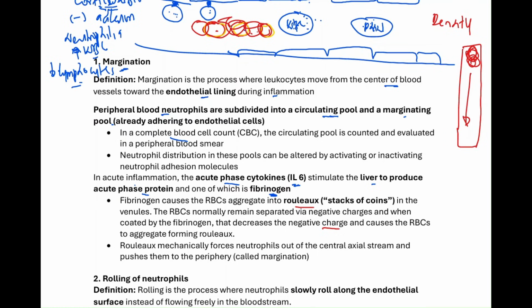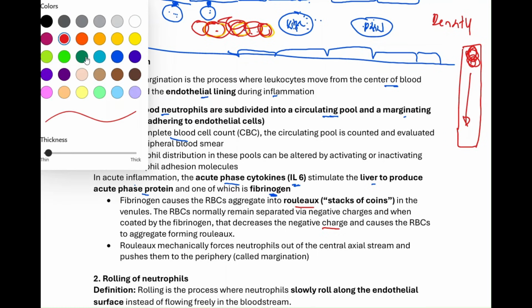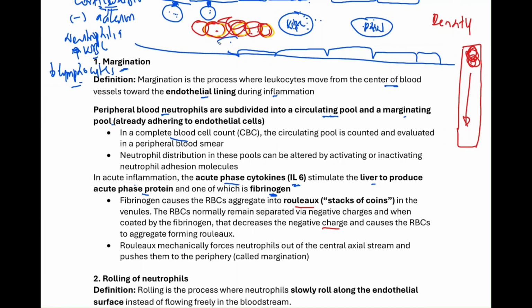Because of this rouleaux formation, that will now push the white blood cells to the periphery of the blood vessels. So as you can see there, the rouleaux mechanically forces the neutrophil out of the central axial stream and pushes them to the periphery. And that's what we call margination, guys, margination. And remember, we mentioned earlier, as you lose plasma, what happens? There's stasis of blood, and that also facilitates what? Margination.